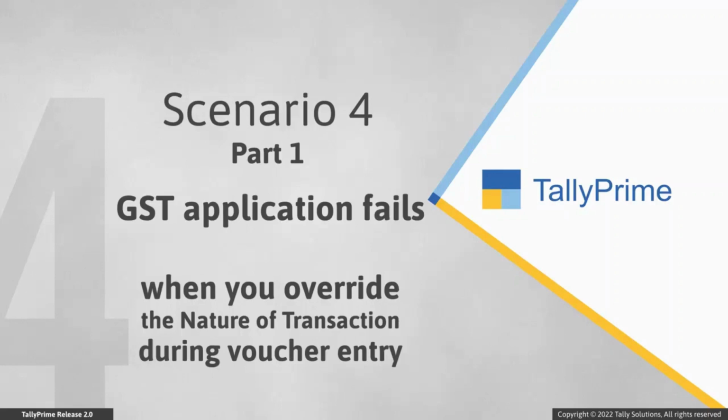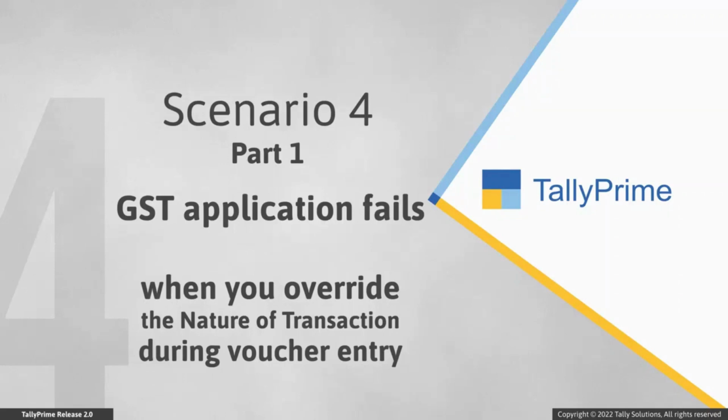In case you have configured nature of transaction in sales ledger and want to change the nature in one of the transactions, TallyPrime allows the same. However, due to the change in the nature, the GST is not calculated if the tax ledger is not changed to suit the change in nature. For example, if you change the nature from local to interstate, then you have to select IGST ledger instead of CGST and SGST, and vice versa, for TallyPrime to calculate tax.